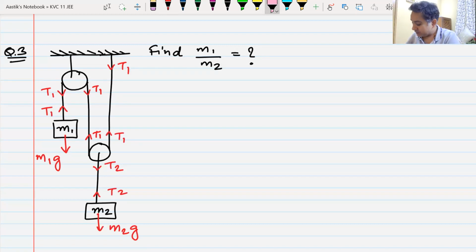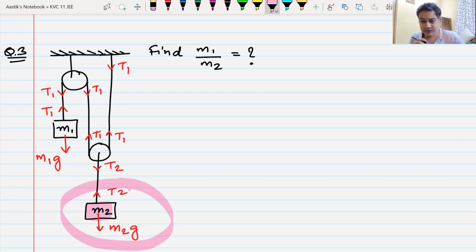Then let me take the pink block. And this is the free body diagram of the pink block. There is no force along x-axis, so I don't have to make the equation along x-axis. I only need to make the equation along y-axis. What is the equation along y-axis? Remember, this block is in equilibrium. The system is in equilibrium. What is the equation for this block? Tell me fatafat. T2, the upward force must be equal to M2G. Yes or no?